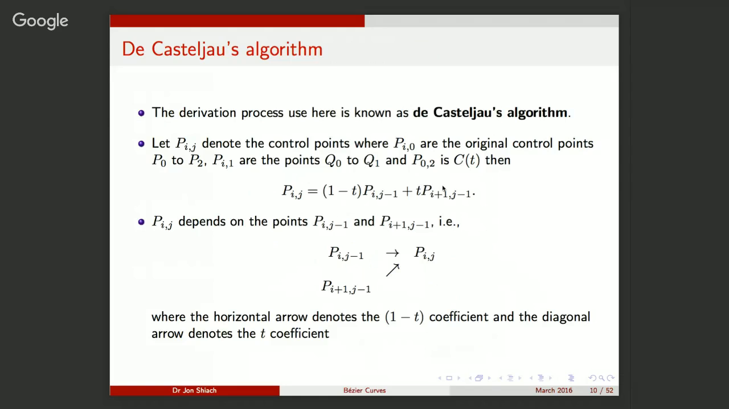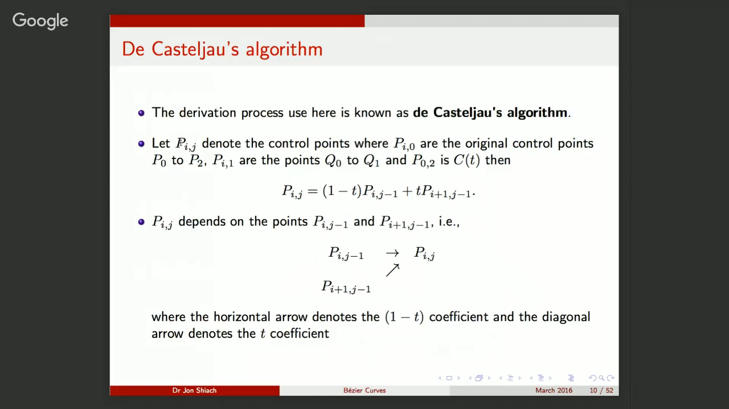And what we do is we introduce a notation where P subscript ij denotes the control points. So if j is 0, that's your initial control point. When j is 1, you have your intermediate control points, which is Q. When j is 2, you have your next level control points, say R. So the j denotes what level we're at. When j is 0, we're at the original control points.